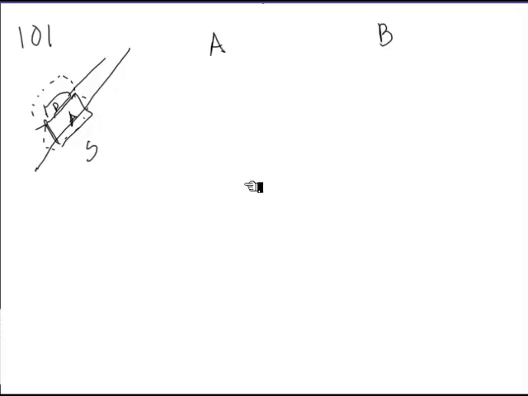So with A, the bottom block, we have a force downwards. That's the force of gravity on A from the Earth. We have a normal force from this bottom surface from S. That's going to be perpendicular to the ramp. We'll call that FNAS.